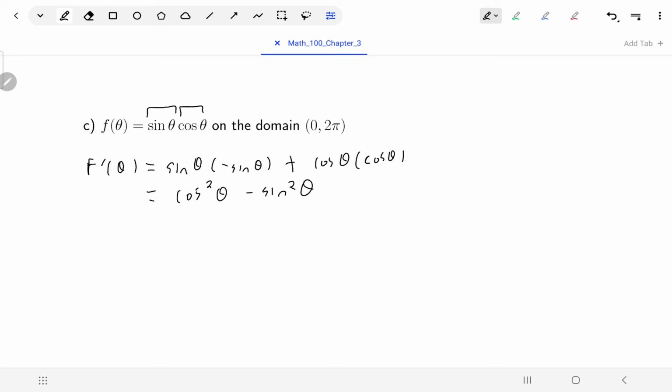If we're looking for critical numbers, I can see f prime, there are no places where this is not defined. So the critical numbers would just be where f prime is equal to 0. So we would need to solve where cosine squared minus sine squared equals 0. For this one, if I were to solve it, I could move the sine squared to the other side. I'd have cosine squared equals sine squared, and then I could divide both sides by cosine squared.